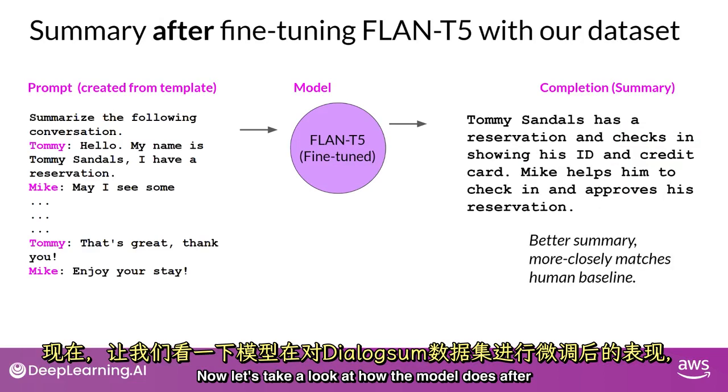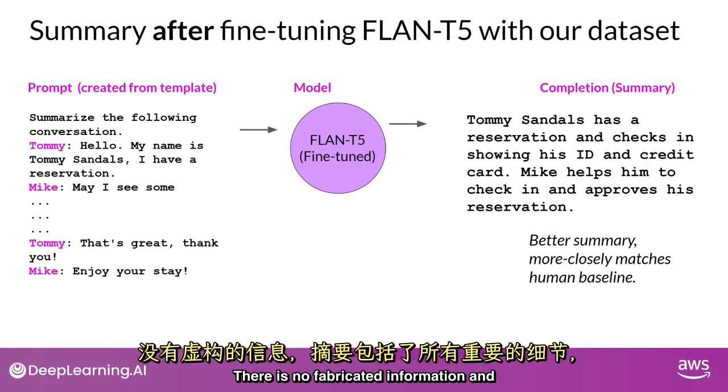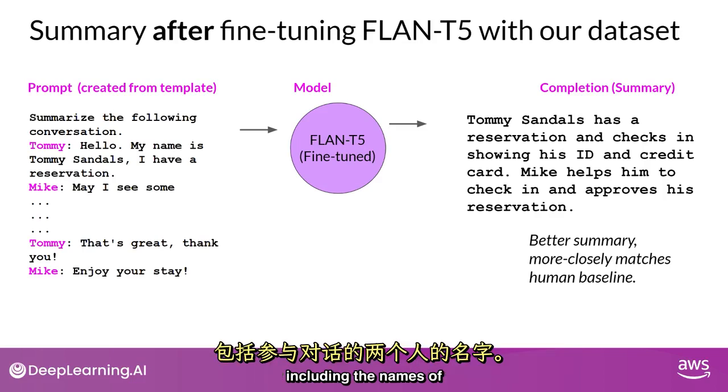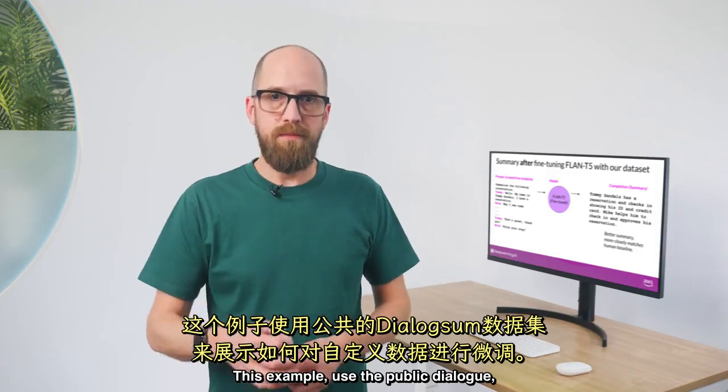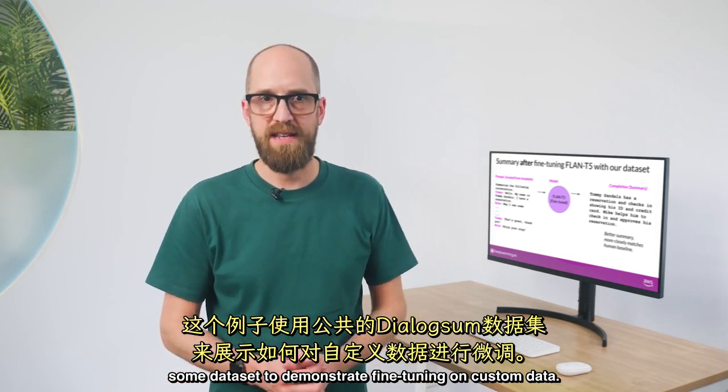Now let's take a look at how the model does after fine-tuning on the DialogSum dataset. Hopefully you'll agree that this is closer to the human-produced summary. There is no fabricated information, and the summary includes all of the important details, including the names of both people participating in the conversation. This example used the public DialogSum dataset to demonstrate fine-tuning on custom data.